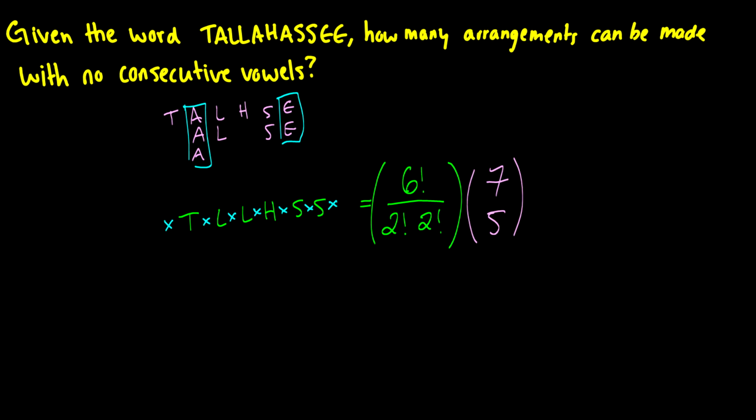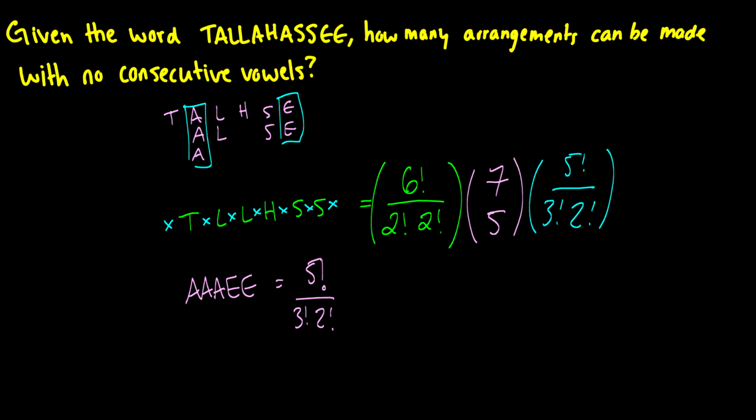Now there's still one more step to the puzzle. Now we have A, A, A, E, E. We still have to order these too, because there are different arrangements. So there's going to be 5 factorial of these vowels over 3 factorial times 2 factorial. So we then have to multiply it by 5 factorial over 3 factorial times 2 factorial.